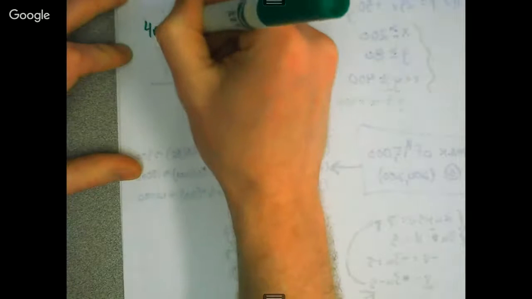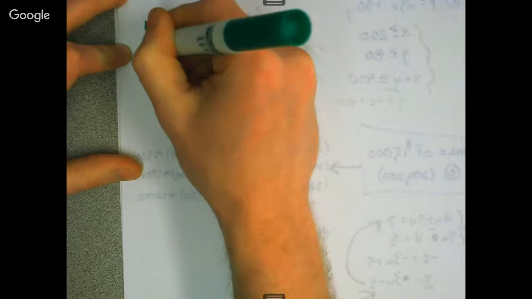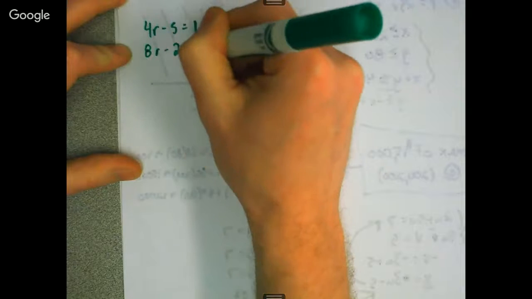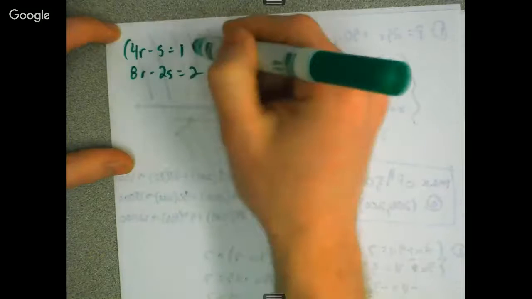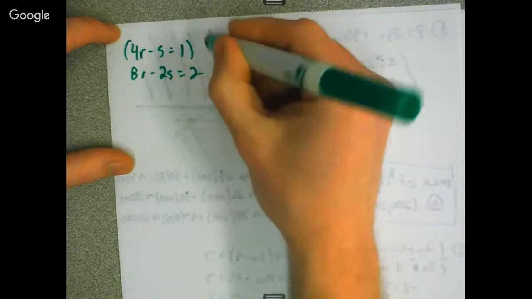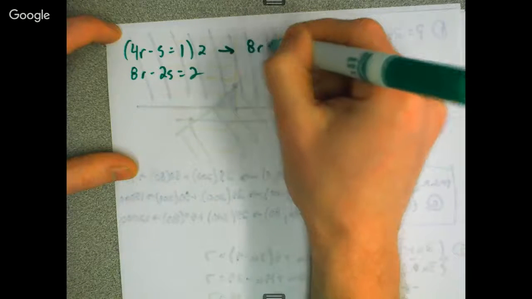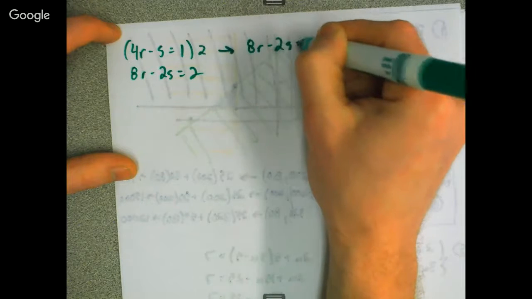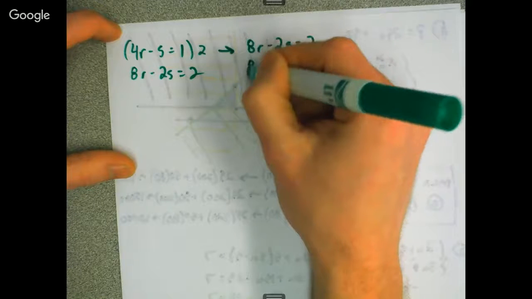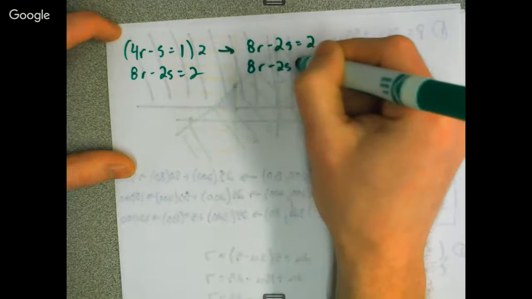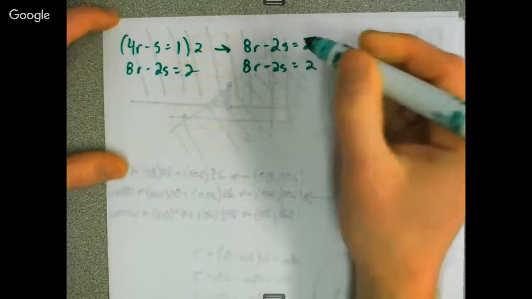All right, our next one: 4r minus s equals 1, 8r minus 2s equals 2. Okay, so I'll do elimination with this. We'll take this top one, I'm going to try to eliminate r, and we'll multiply it by 2. So we'll get 8r minus 2s equals 2, and 8r minus 2s equals 2. So you notice that these two are the same.